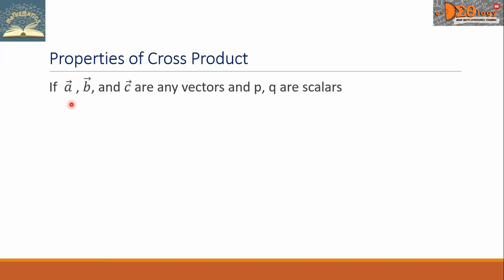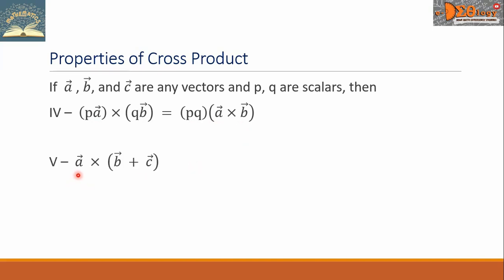Now, if vector A, vector B, and vector C are any vectors, and P, Q are scalars, then, number 4, P times vector A, crossed with the quantity Q times vector B, is equal to the quantity P times Q, times the quantity vector A times vector B.